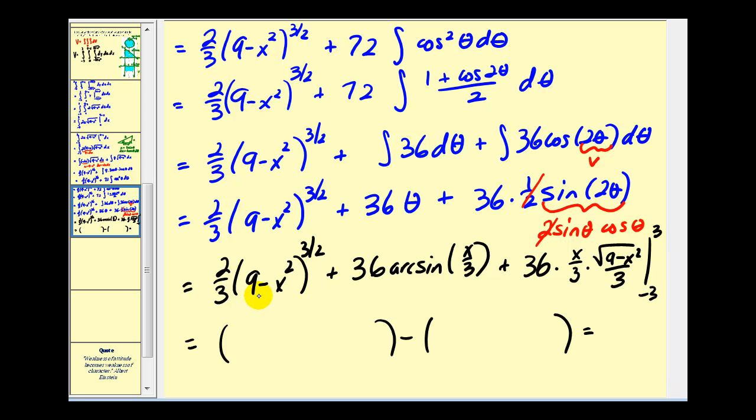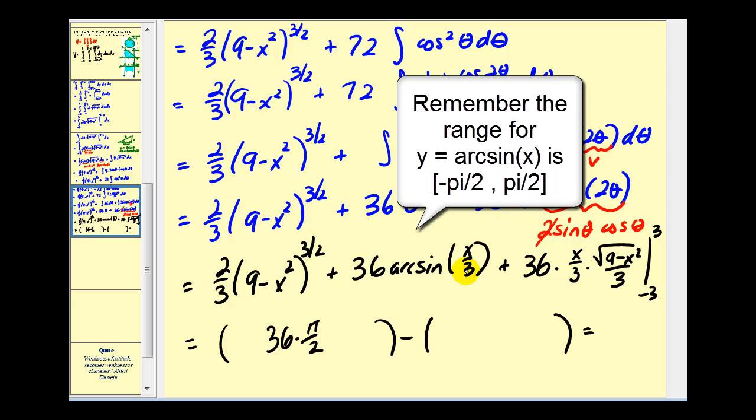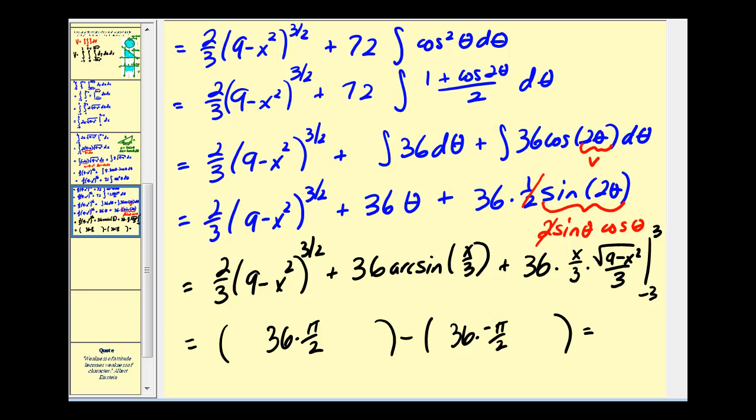So when x is 3, this is going to be 0. Here we're going to have 36 times arc sine of 3 over 3. Well, the arc sine of 1 is going to be pi over 2. So we'll have 36 times pi over 2. And then again, when x is 3, this will be 0. And then when x is -3, this is going to be 36 times arc sine of -1. That's going to give us negative pi over 2. So we'll have 36 times negative pi over 2. And then again, this is going to be 0 when x is -3. So we have 18 pi minus negative 18 pi, which gives us a total of 36 pi cubic units for this volume.